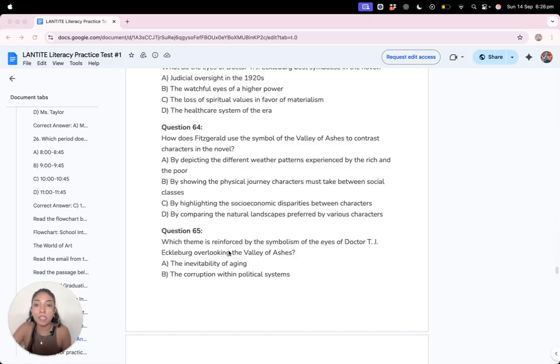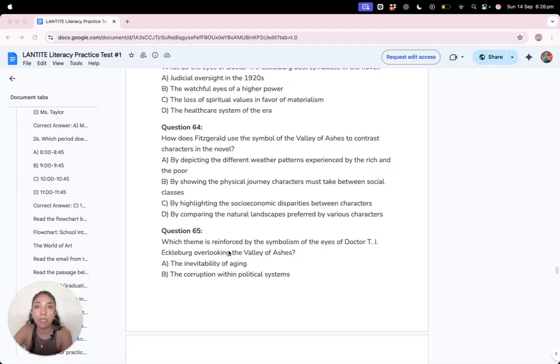We've got question 64. How does Fitzgerald use the symbol of the Valley of Ashes to contrast characters in the novel? A, by depicting the different weather patterns experienced by the rich and the poor. B, by showing the physical journey characters must take between social classes. C, by highlighting the socio-economic disparities between characters. And D, by comparing the natural landscapes preferred by various characters.